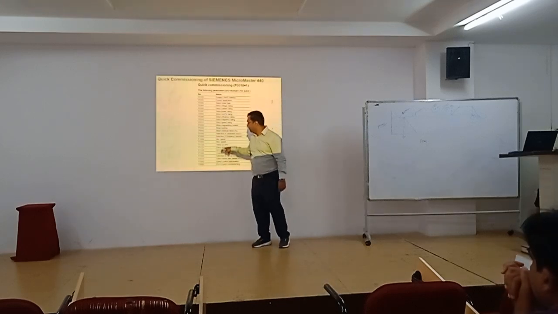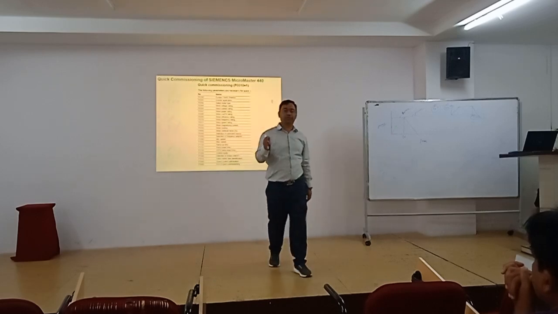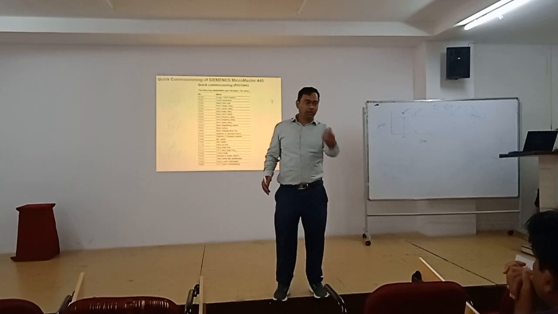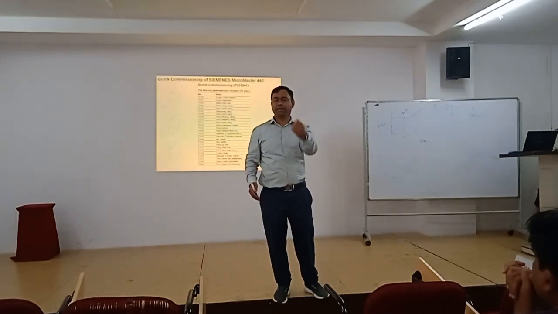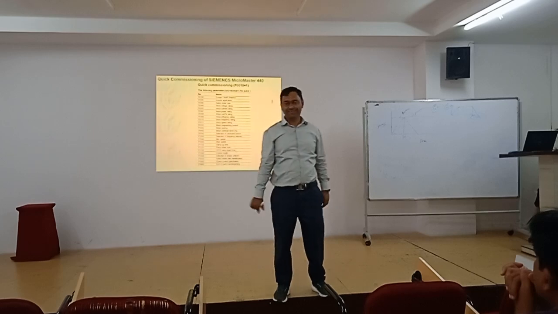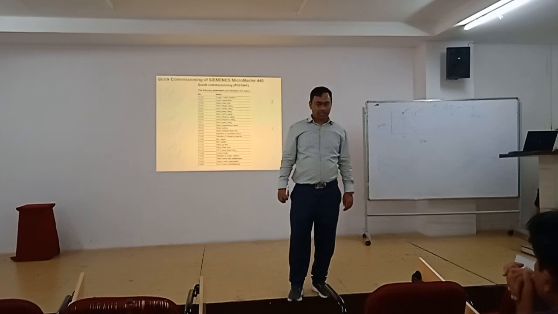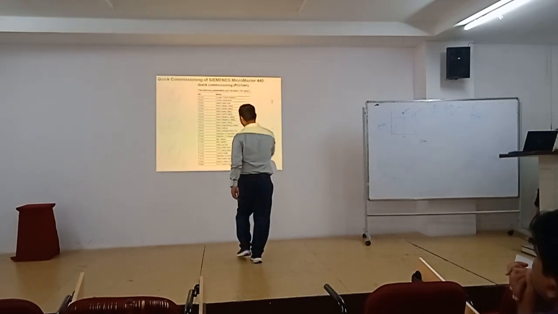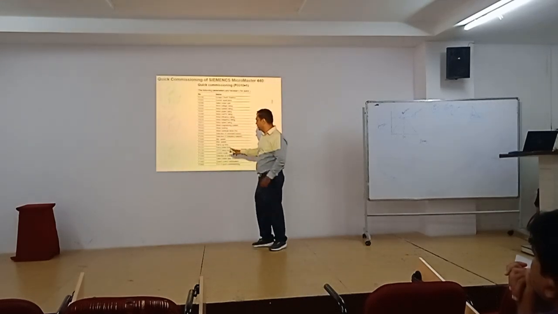Then what is the minimum frequency, and what is the maximum frequency? This is also good. Suppose you want your motor to never exceed, say, 25 Hz, then you can fix that frequency so it will never go beyond that. You can set the minimum speed and maximum speed, and these two are very good.